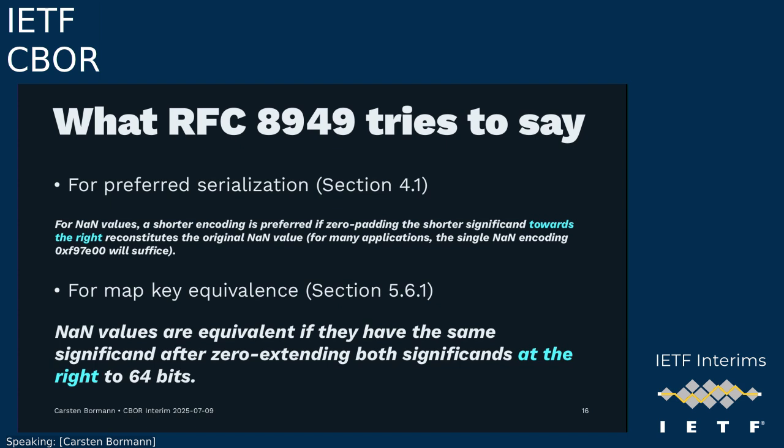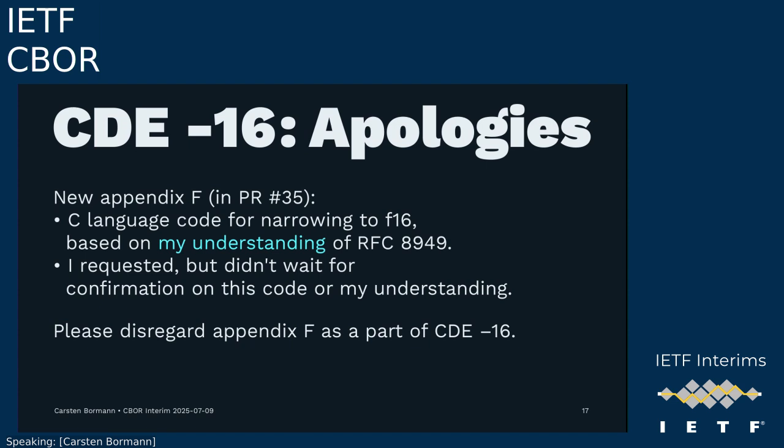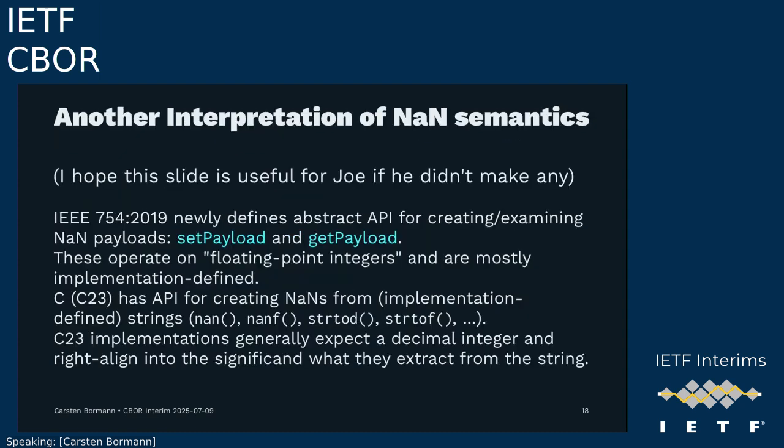Those two, of course, should better be compatible in some way, because if map equivalence doesn't work with preferred serialization, we have a problem. Okay, and I have to apologize because I thought we were much further in our common understanding, so I just wrote code to really nail down our common understanding, and that made it obvious that we do not yet have a common understanding. So sorry about that, and please disregard Appendix F.